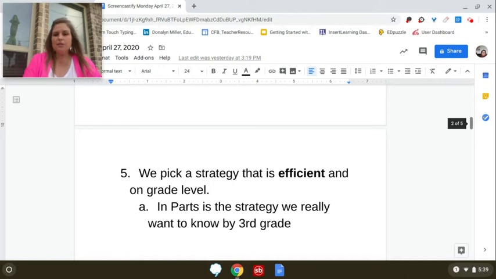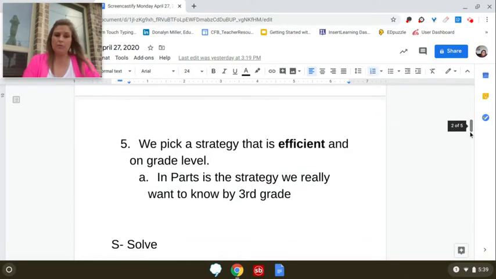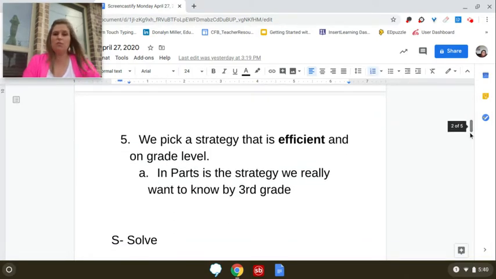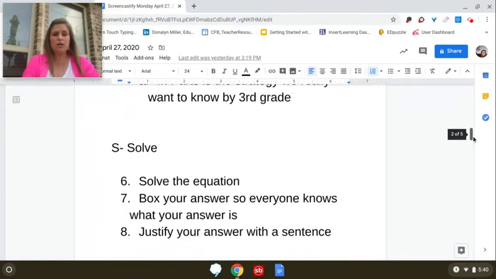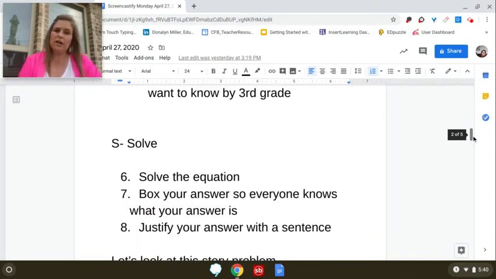The last thing that we do is we solve the problem. And of course, we solve it using that strategy that we have chosen. We then box our answer so that whoever's reading our problem knows exactly what we think the answer is. And third, we justify it with a sentence telling what we think that answer is and how it actually answers the question that's being asked.